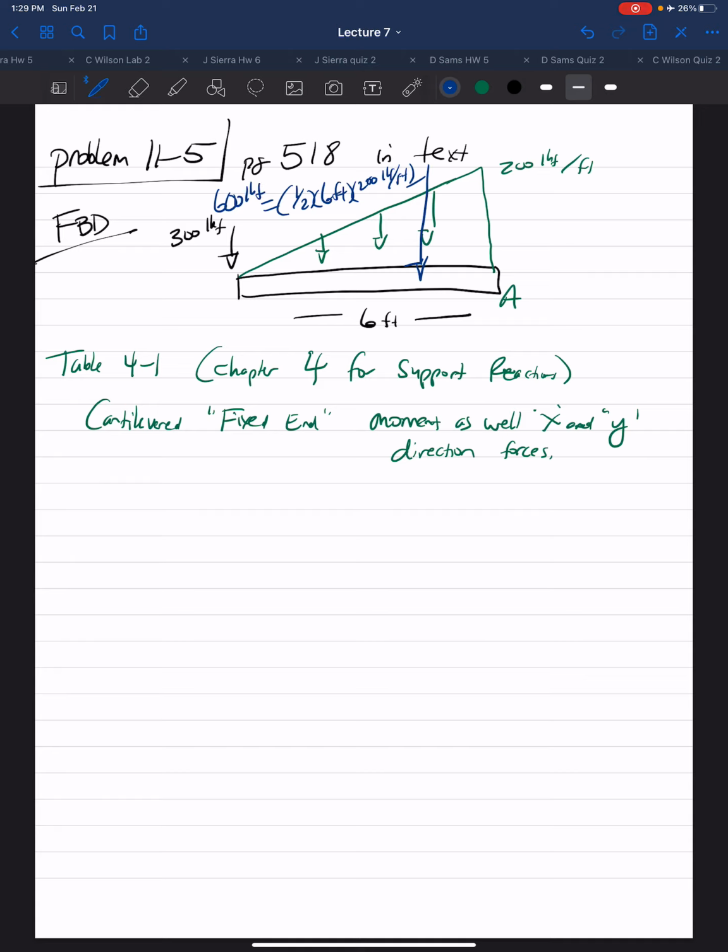So 600-pound force, and that's 2 feet from the end. Where is it applied? So for the fixed end at A, you have to account for your AY as well as your moment reaction for the support.